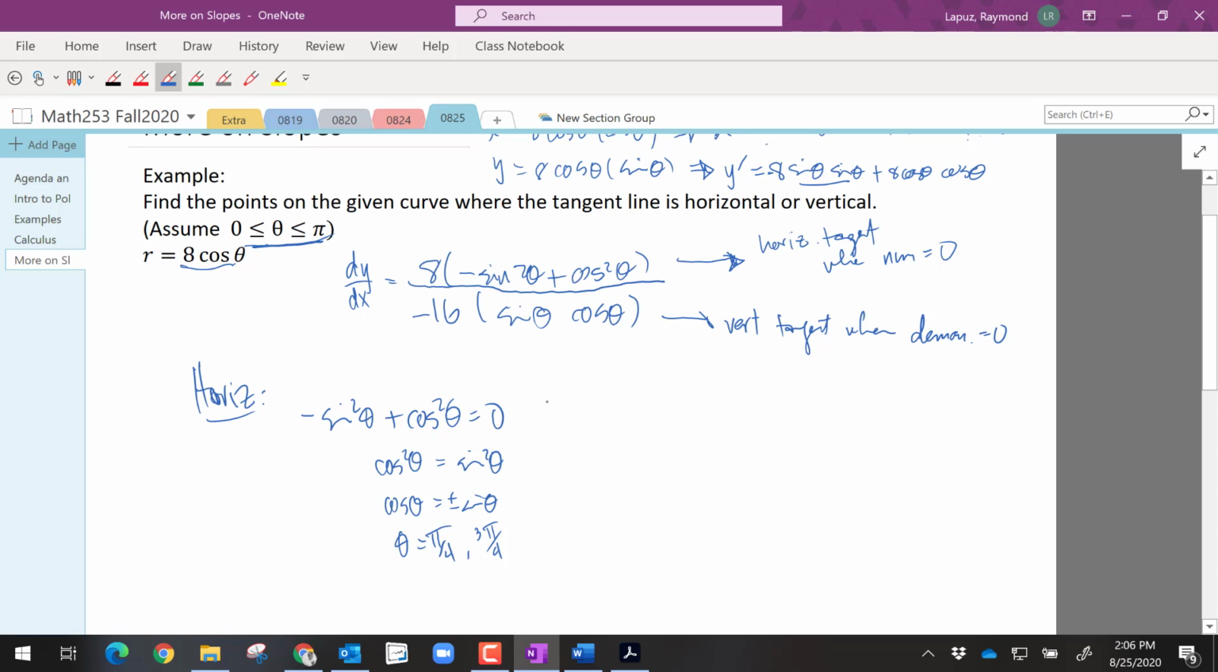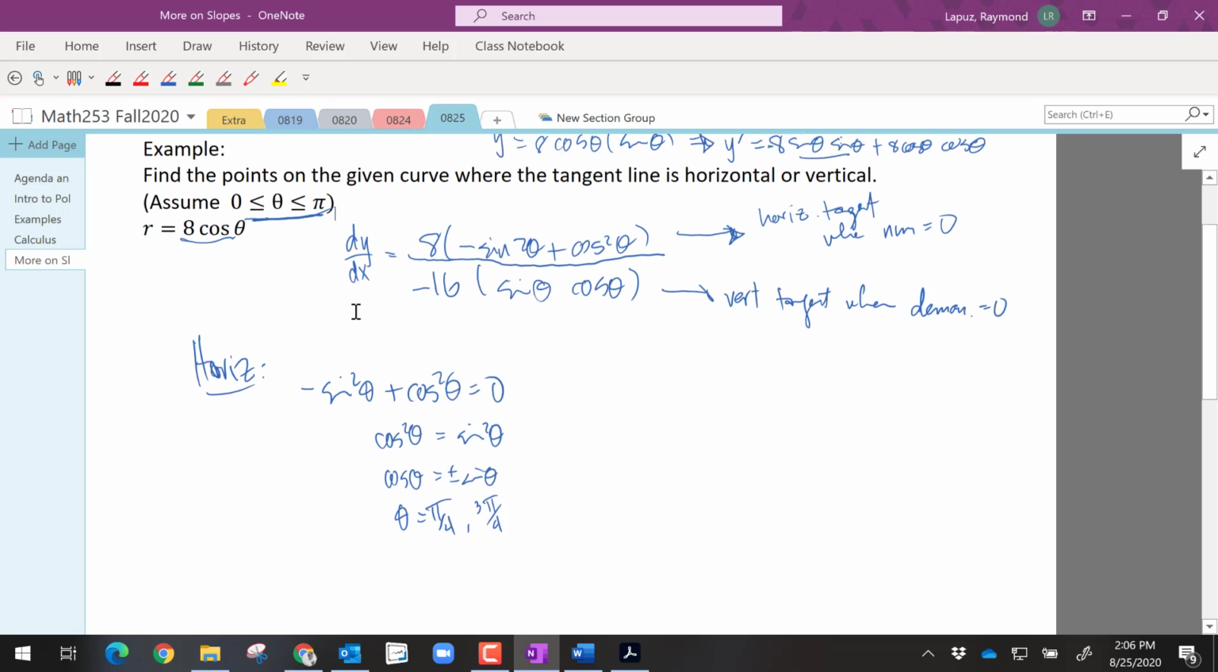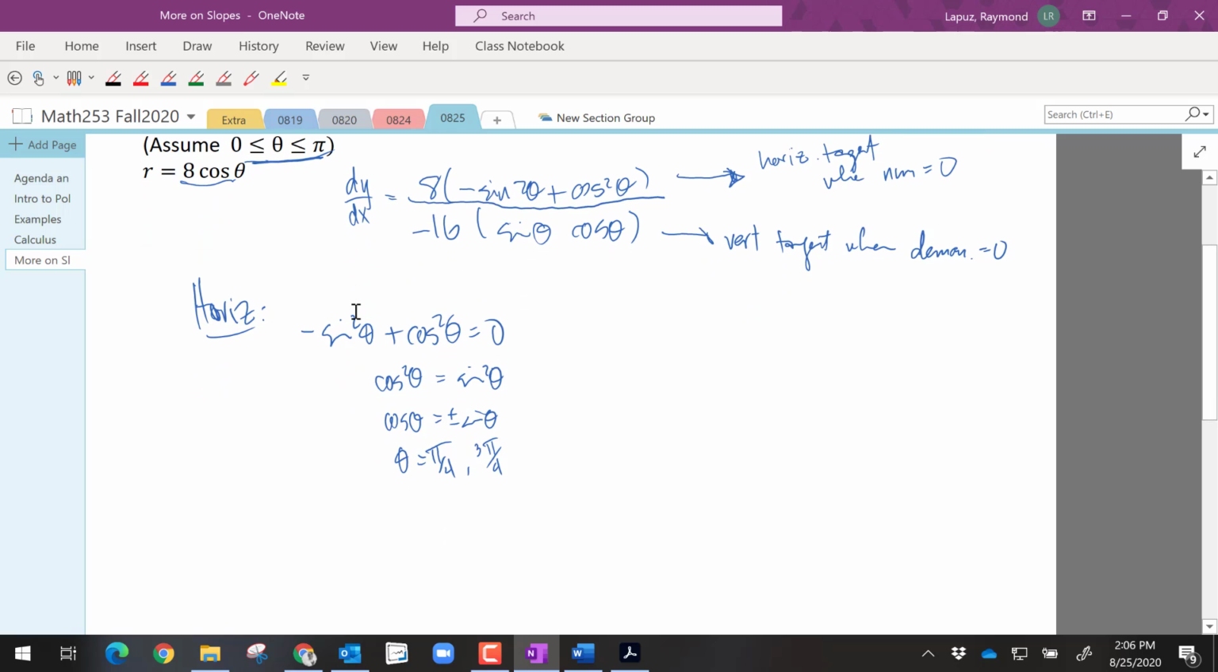And then we would plug this into the function to get our values. So r when you put pi over 4 in, you'll get 8 times cosine pi over 4, which is root 2 over 2. That would be 4 root 2. And r of 3 pi over 4 is 8 cosine of 3 pi over 4. And this is negative root 2 over 2. This is 4 root 2 with a negative.